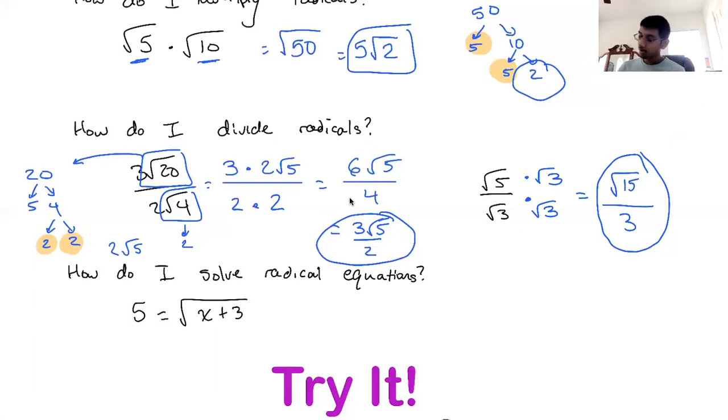Now we're going to do another thing that's going to be taking everything I just showed you and putting it all together. So we have 5 is equal to radical x plus 3. So now we're just doing an equation with radicals inside of it. This is a pretty basic equation, but we're going to try this out. So we have 5 equals radical x plus 3.